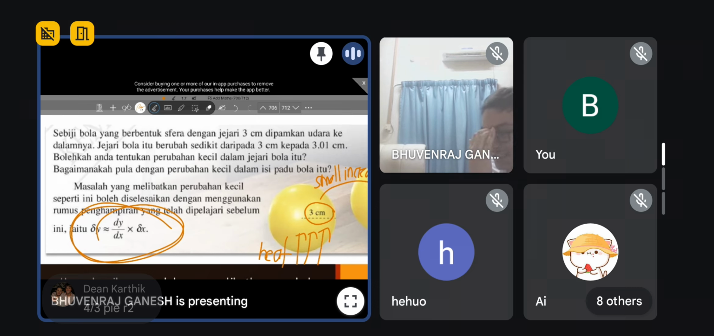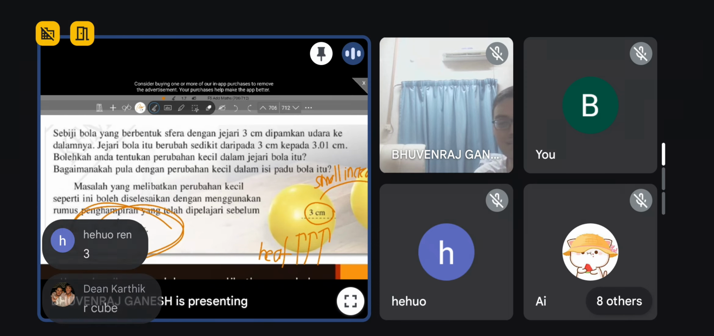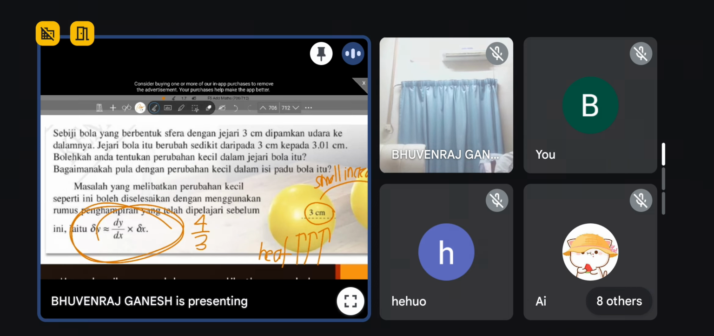Slightly wrong. Sedikit silap. Anyone else want to try? This one you learn in your modern maths, volume of sphere. No, no, no. R square is wrong. 3 is wrong. Very good. R cube. Okay, guys, the correct formula is 4 over 3 pi R cube.